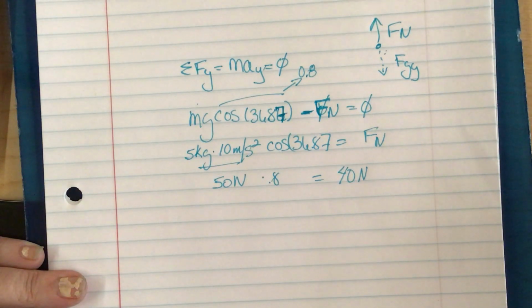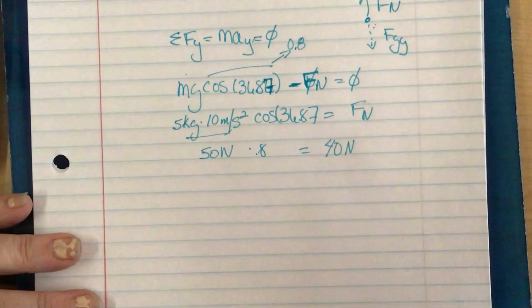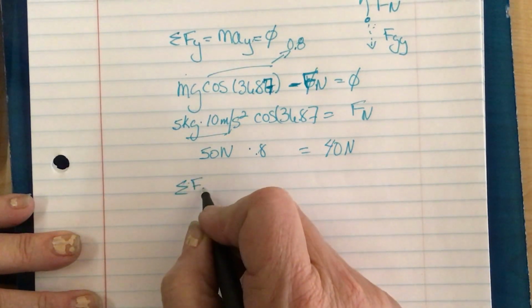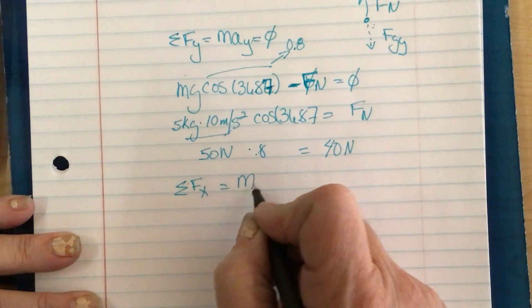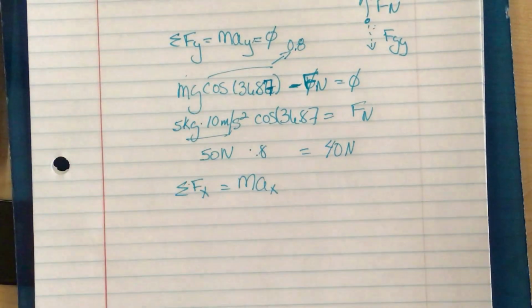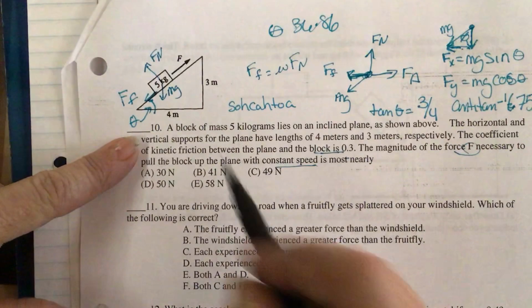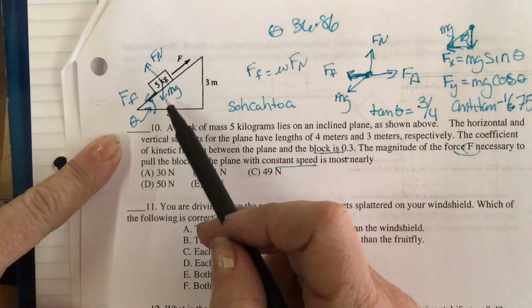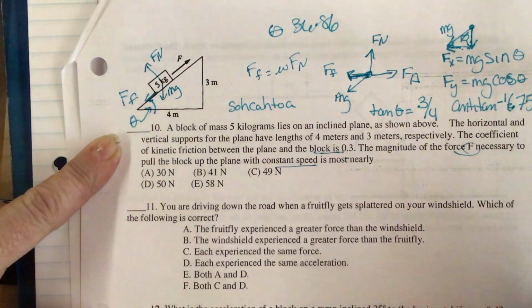Somebody should be checking me. I'm doing this off the top of my head, so as long as you're following, I hope you guys are checking me just in case I make a mistake. All right, and then we need the sum of the forces in the x direction, which is equal to mass times acceleration in the x direction. And in this case, it's moving with constant velocity, right?